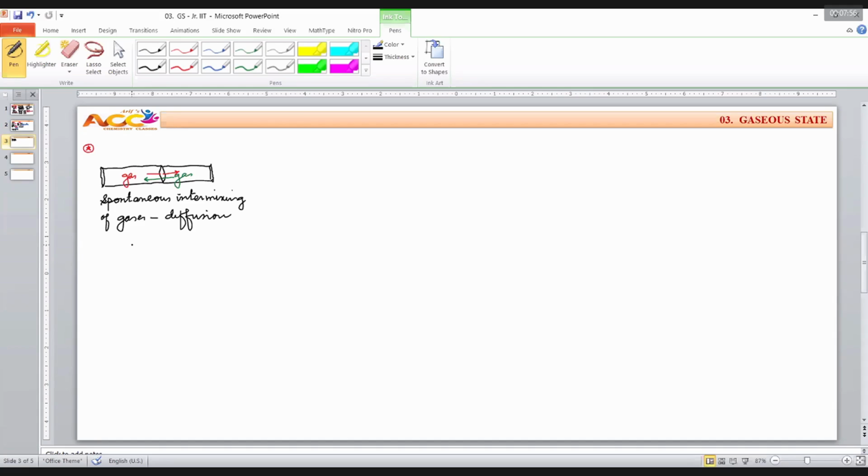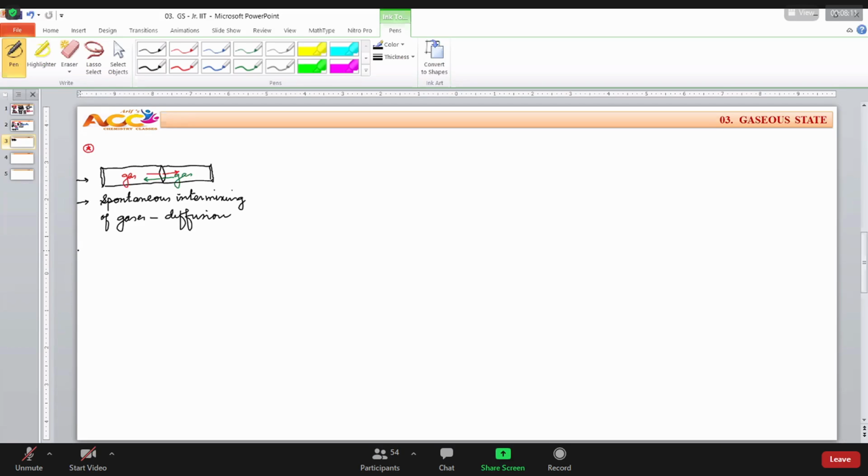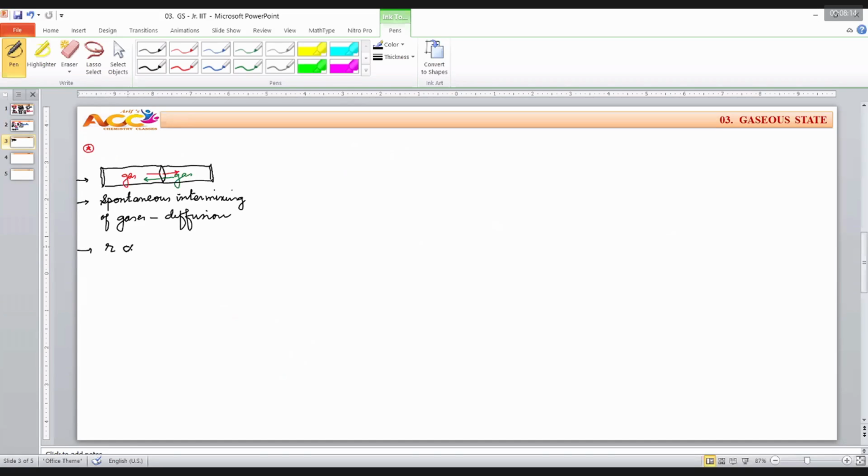Exactly in a similar way, whenever gases are allowed to intermix, the rate of intermixing, no sir, let us use scientific language, rate of diffusion, is inversely proportional to what we are thinking, that heavier gas should move slowly and lighter gas moves fast. How do you measure heavier gas? Density. Denser gas, lighter gas, less density, more density. Therefore we can say the rate is inversely proportional to density.